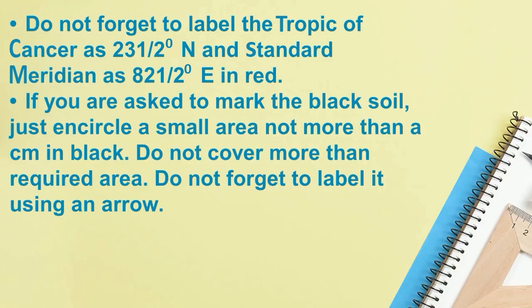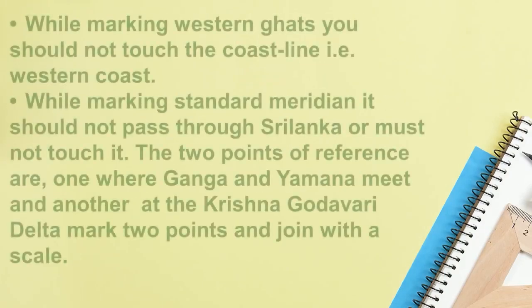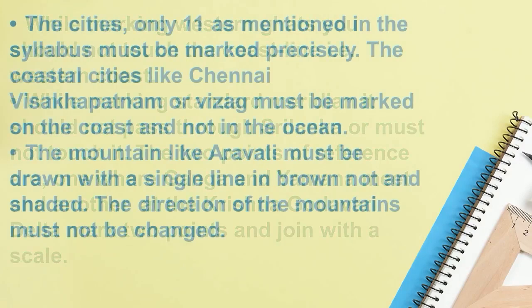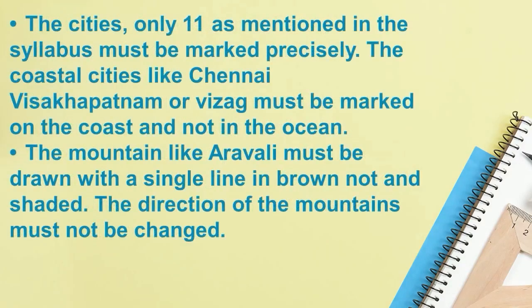If you are asked to mark black soil, just encircle a small area in black. It should not extend more than 1 centimeter. Do not shade more than required and do not forget to label it. While marking Western Ghats, you should not touch the coastline. While marking standard meridian, it should not pass through Sri Lanka and it should not touch it. The cities like Chennai or Visakhapatnam should be marked on the coast and not into the ocean.